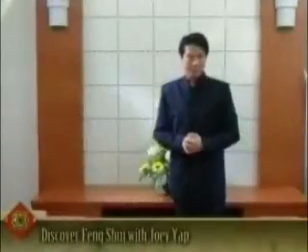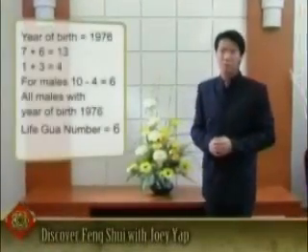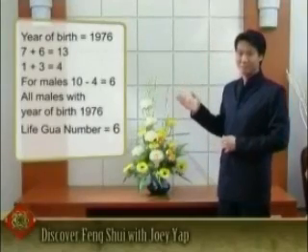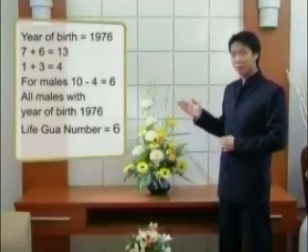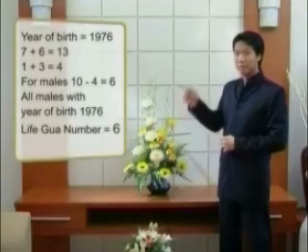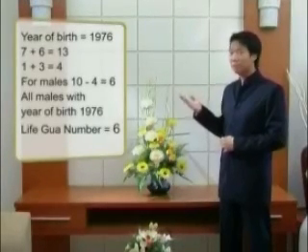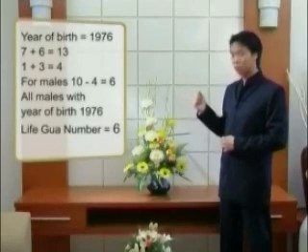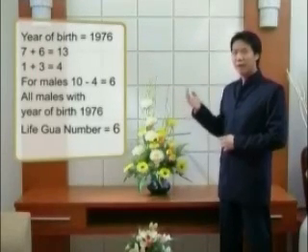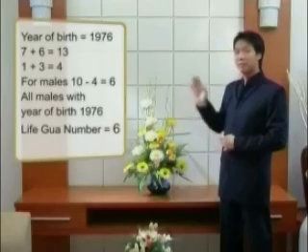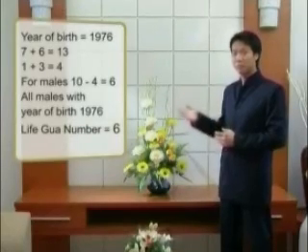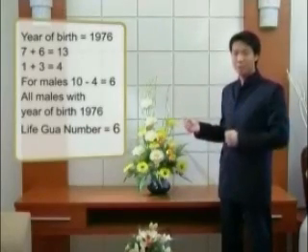Let's try another example. Let's use 1976. For 1976, remember the last two digits: 7 plus 6 equals 13. And sum it up to a single digit: 1 plus 3 equals 4. And for males, remember, 10 minus 4 equals 6. So your gua number is 6.